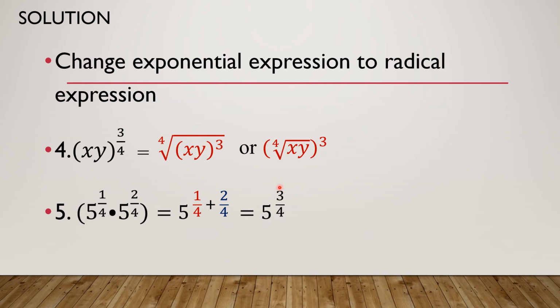Hindi pa po tapos yan. Ang gagawin natin dyan, itatransform pa natin sa radical expression. So, ano pong radical expression yan? 4th root, ito po ay ating index. 5 ang ating radicand. Then 3 is the exponent of our radicand. So, 4th root of 5 cubed. Or, same din po silang dalawa.